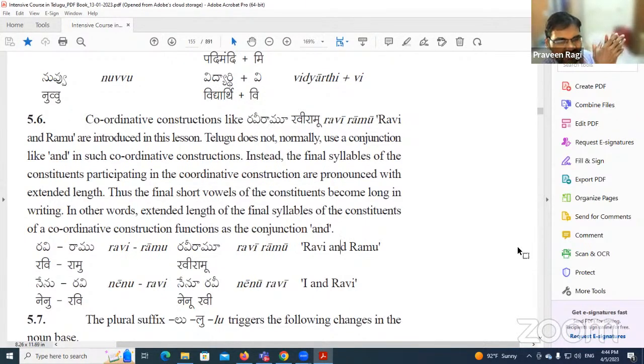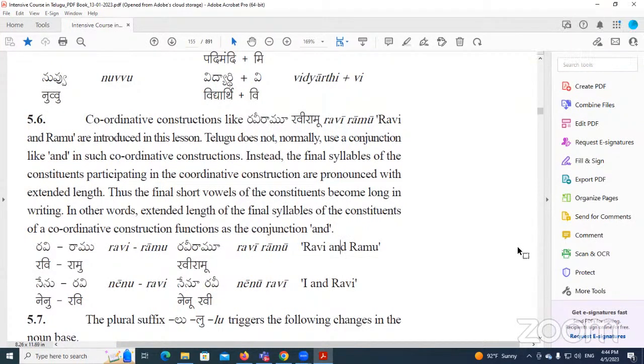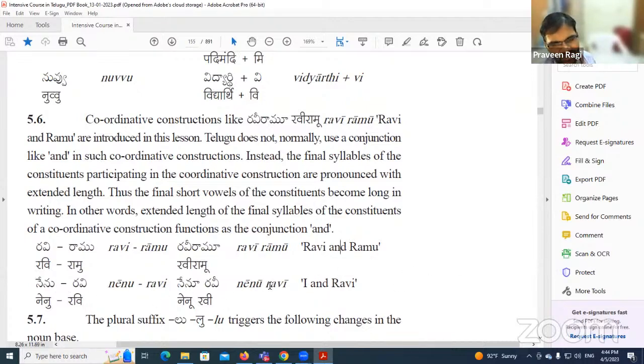But we don't say, for example, Ravi and Ramu are coming. To translate this in written language: Ravi mariu Ramu vastunnaru. Perfect. But in spoken language, Ravi Ramu vastunnaru, like that we say. Is it clear? Similarly, I and Ravi. When you are writing, it's absolutely fine to write Ravi mariu nenu vastunnamu, Ravi and I are coming. This is okay in written language, but when we speak, we say it with a long vowel sound: Ravi nenu vastunnamu. That means it is like two people, with and between.